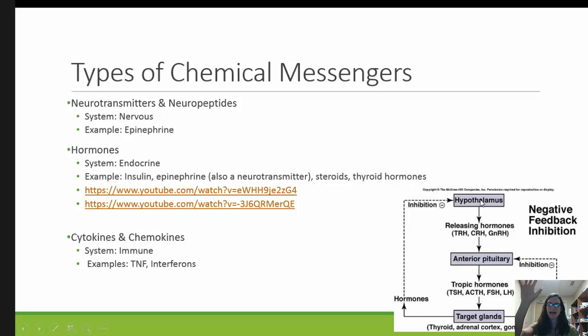So he talked about this downward cascade, but then our hypothalamus and our pituitary glands can sense that these hormones have increased, and then they stop producing it. So that's called negative feedback inhibition.